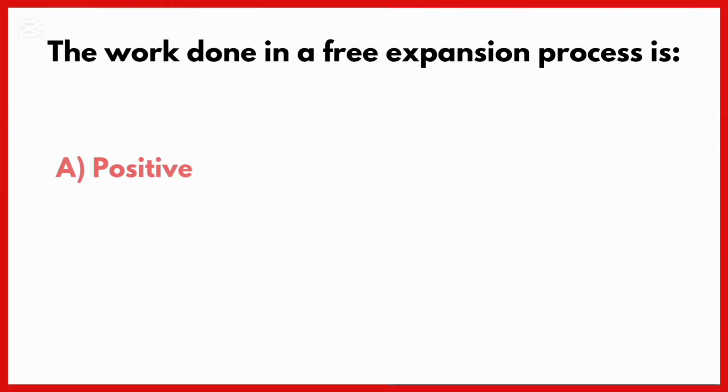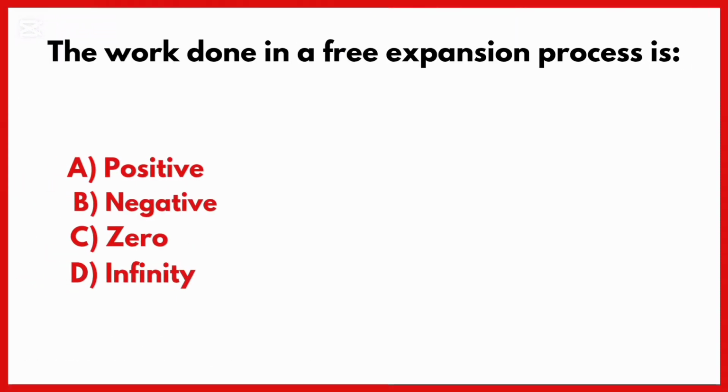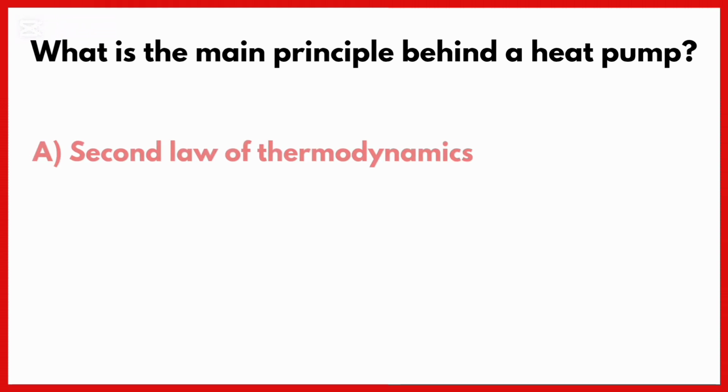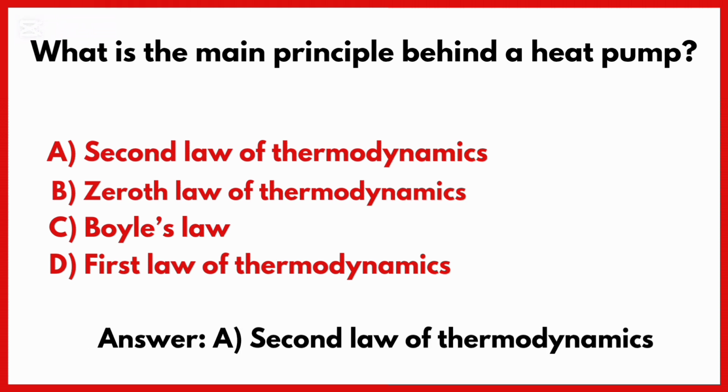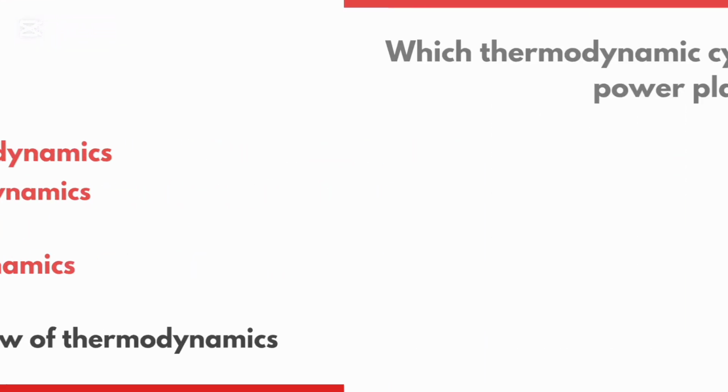The work done in a free expansion process is. Correct answer is option C, 0. What is the main principle behind a heat pump? Correct answer is option A, second law of thermodynamics.